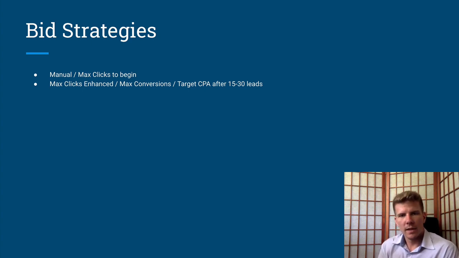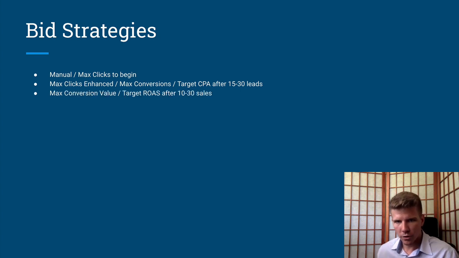And to do this after about 15 to 30 leads, you want to build up lead data with manual max clicks enhanced before jumping to these ones that rely on lead data to optimize around. Because the more data you have, the better it's going to perform and the less time it needs to learn. Then eventually you want to move towards max conversion value and or target return on ad spend.